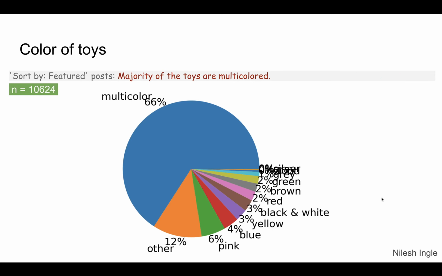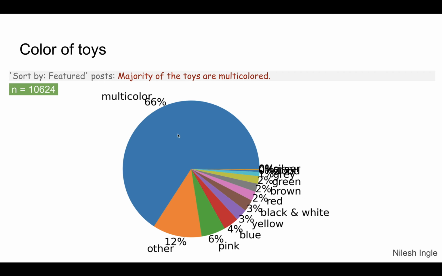Now, if you look at the color of toys, have you ever wondered what could be the distribution of colors of toys that are listed? Is there any preference to a specific color? So here we can see that 66% of the toys are multicolor. So multicolor as in they have more than one color. It could be rainbow colors, or it could be a combination of just two or three colors.